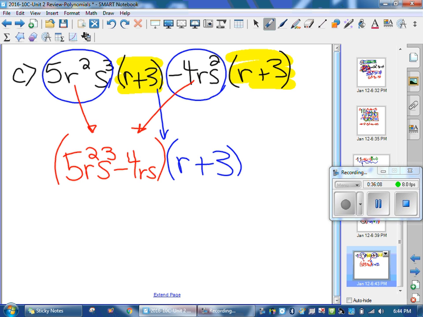Lastly, we're going to have factoring trinomials. And there's a couple different types of trinomials. We're going to have trinomials that we need to do the diamond method with, and trinomials that we don't. So let's take a look first.